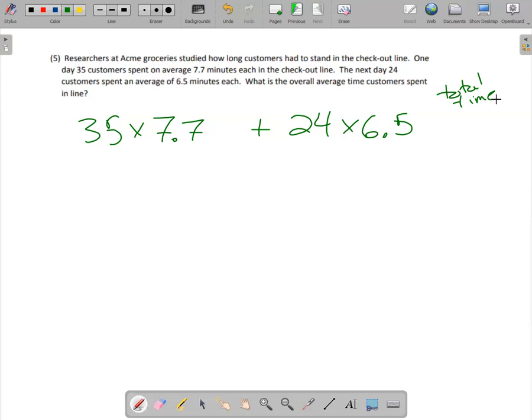Now, that's the total time. I want to figure out the new average. So then I just divide by the total number of customers. That would be the weighted average for this data. Whip that out on a calculator and tell me what it means.